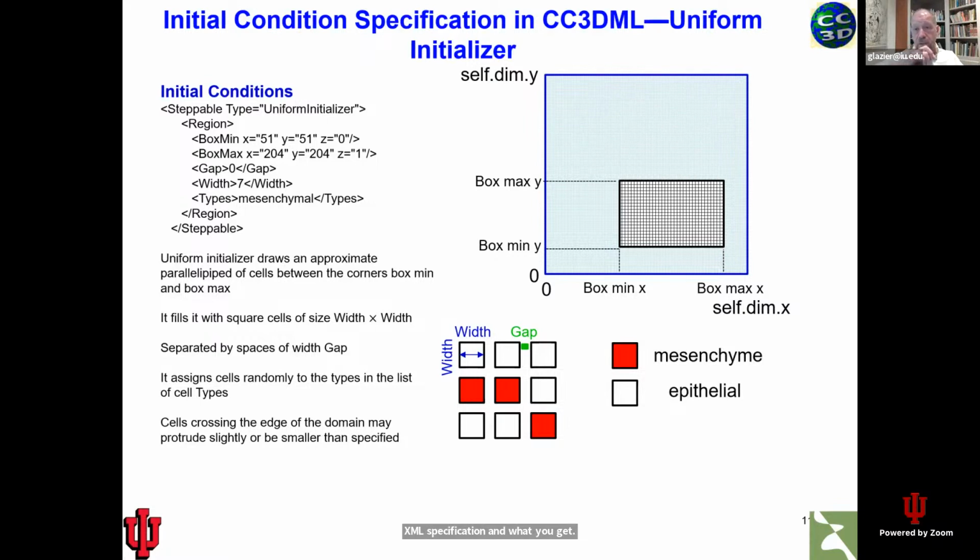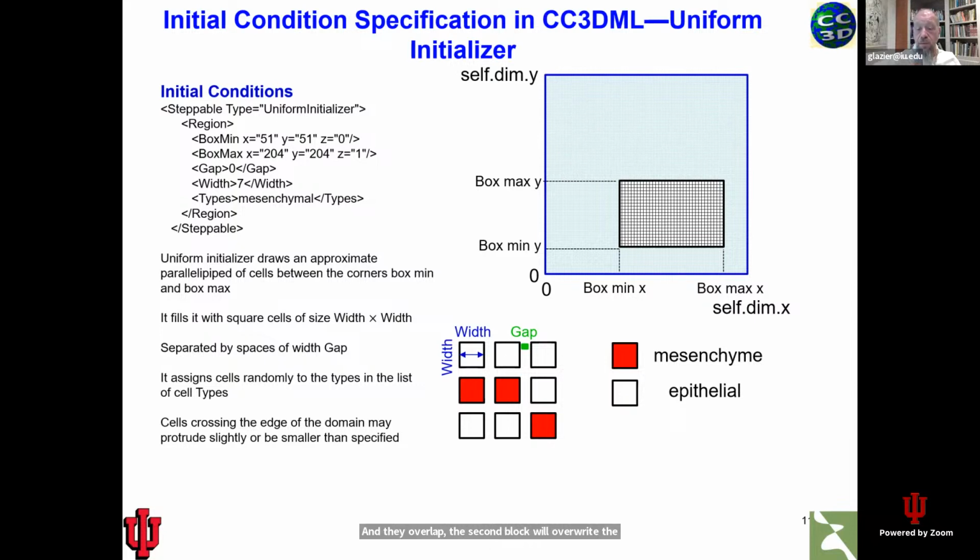Something in general in the XML, the order in which the XML blocks are issued doesn't matter for most things. If you change the order of the plugins, it doesn't matter. However, for initial conditions, they are executed sequentially. And so if you create a block of cells with one set of rules and then another block afterwards, and they overlap, the second block will overwrite the first block.